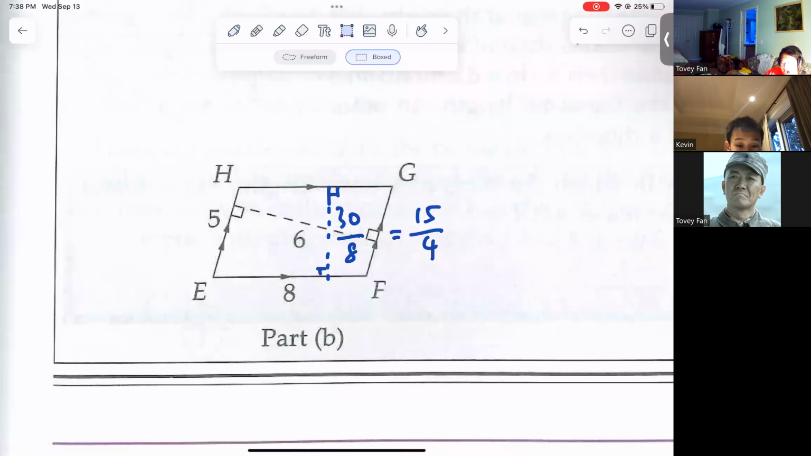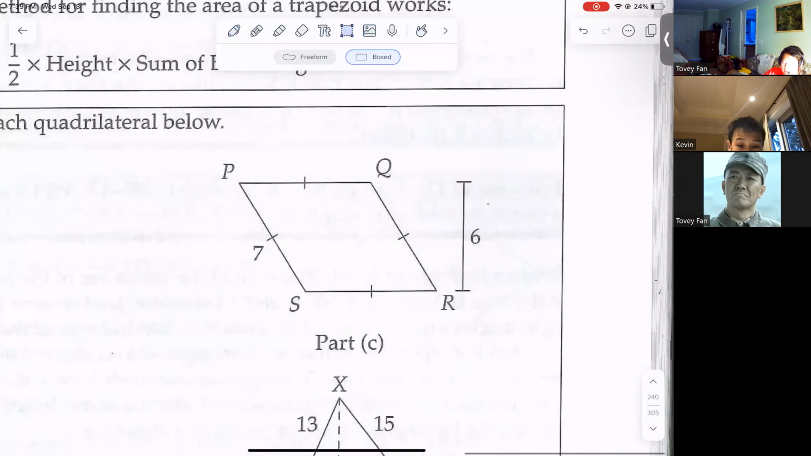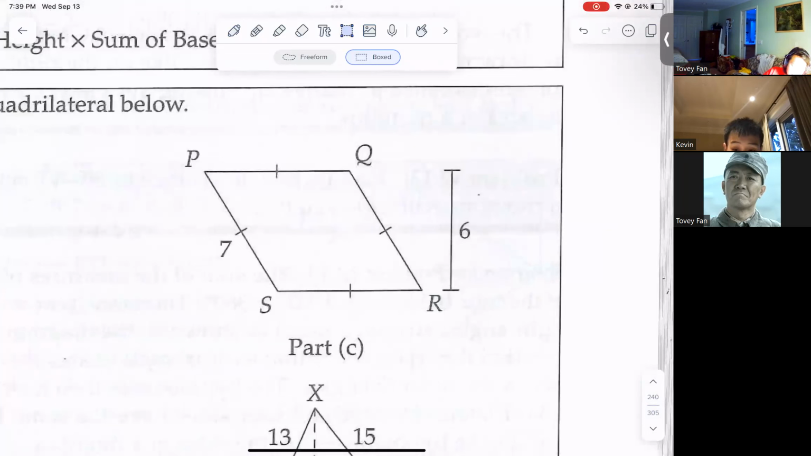Okay, Kevin, make sense? From this example, I want to let you know that when we are working on the same shape, the same area, we can always do base times height equals another base times another height. So you can find missing heights or missing bases. Which is a very important idea, using the same area. Okay, part C.